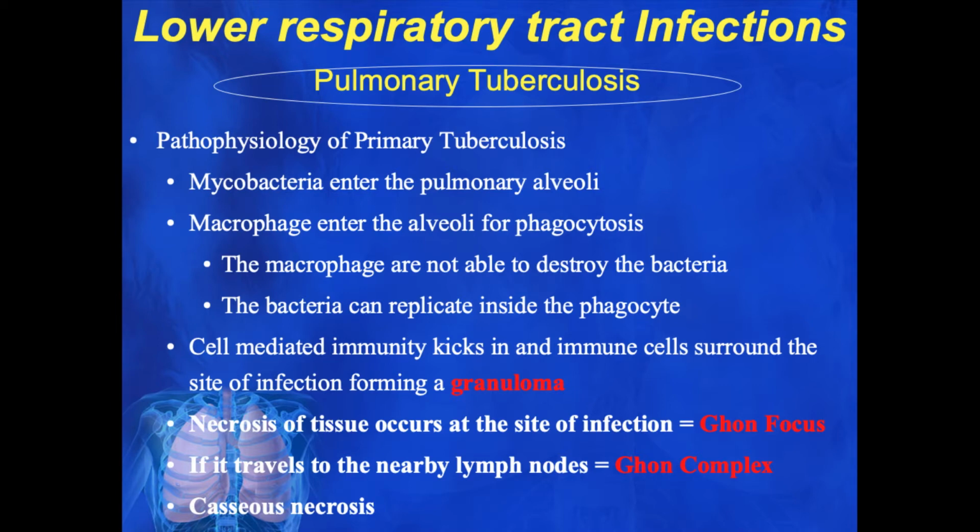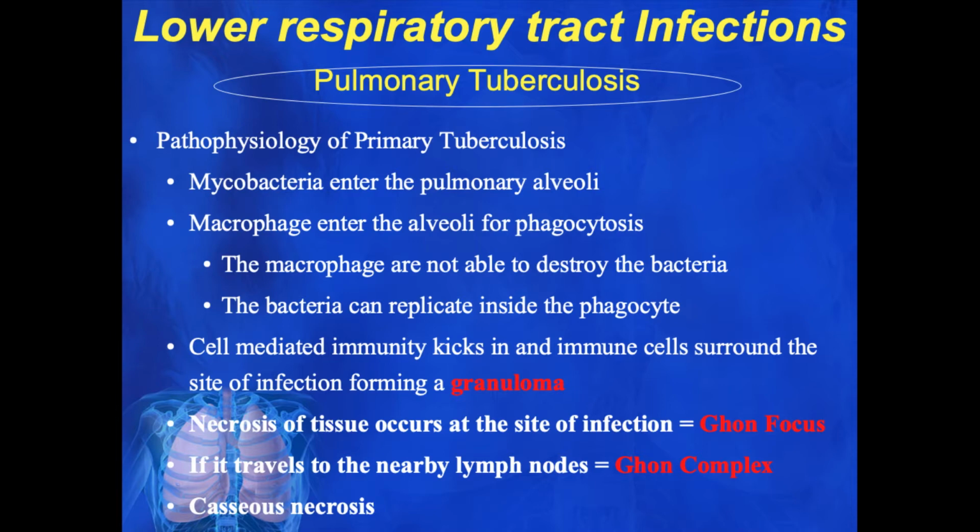And typically when a macrophage phagocytizes something, it's going to send that something to the lysosome. Well, with tuberculosis, this ability to send the bacteria to the lysosome, it totally breaks down. And so the macrophage are not able to destroy this bacteria. And so now the bacteria absolutely replicates inside the phagocyte.